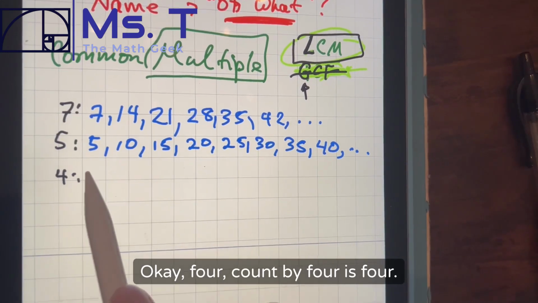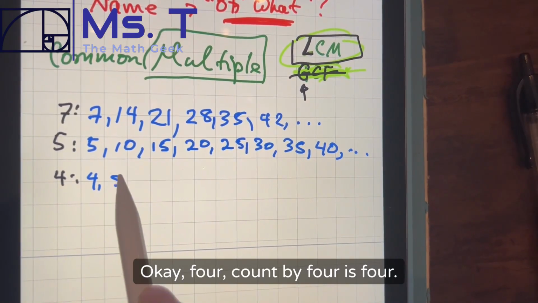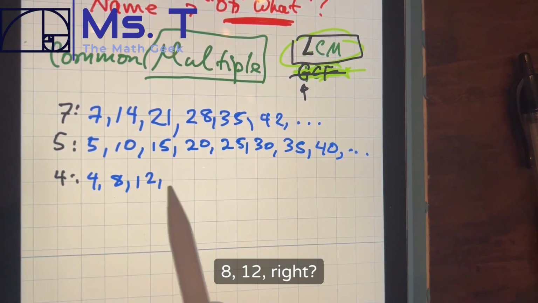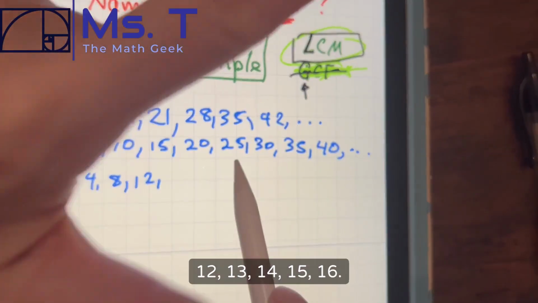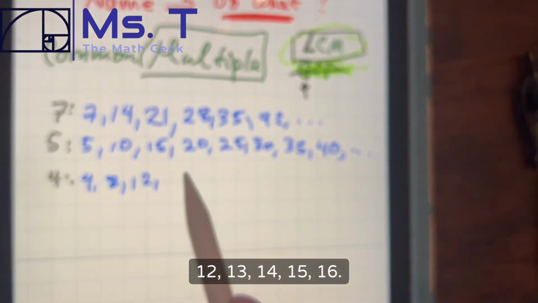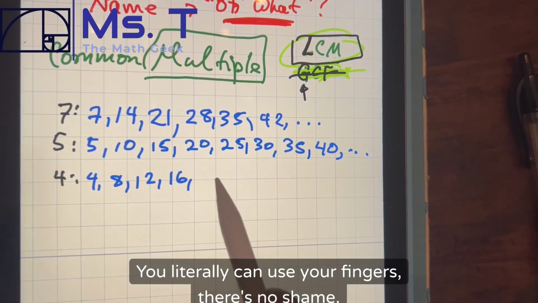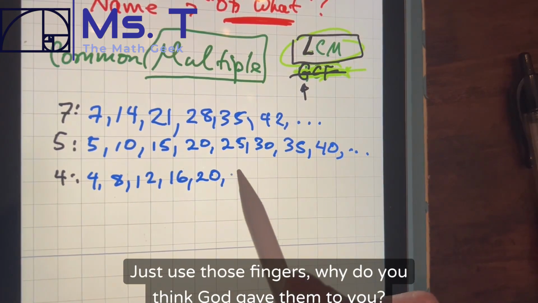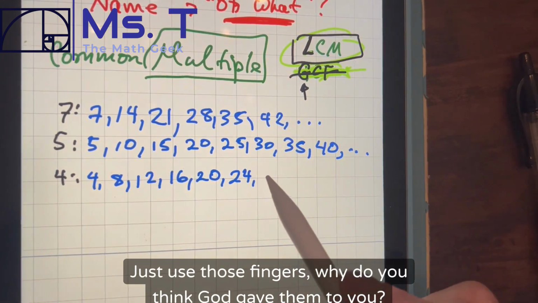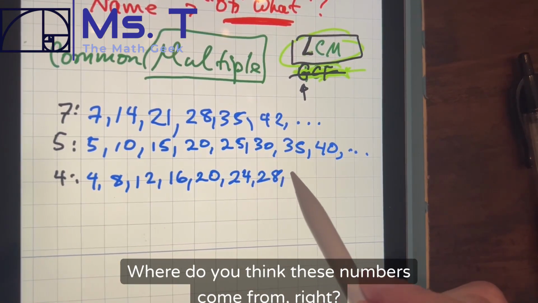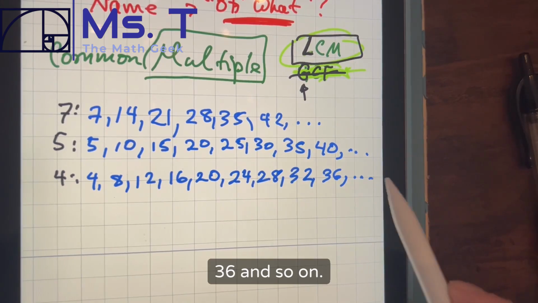Now 4, count by 4s. 4, 8, 12, 16. You literally can use your fingers. There's no shame. Just use those fingers. Why do you think God gave them to you? Where do you think these numbers come from? 36, and so on.